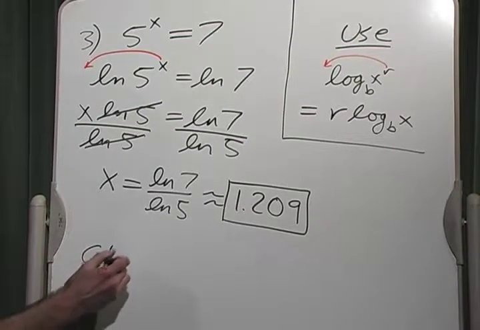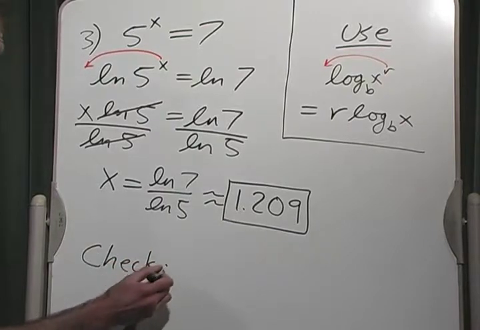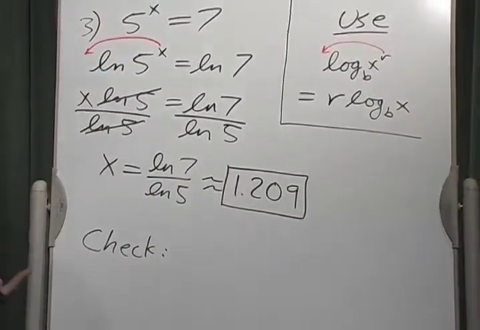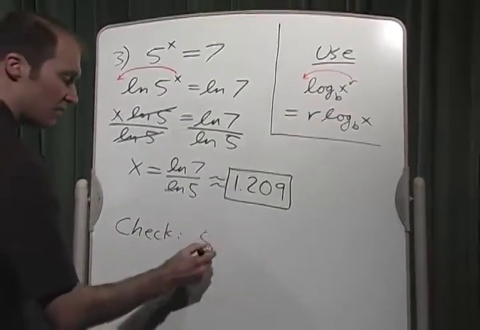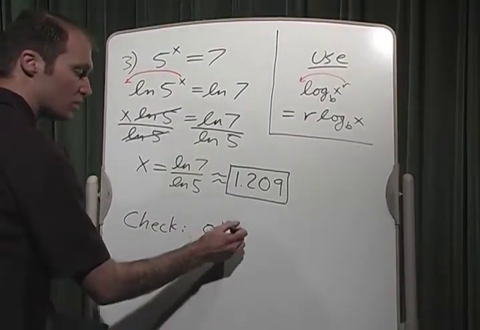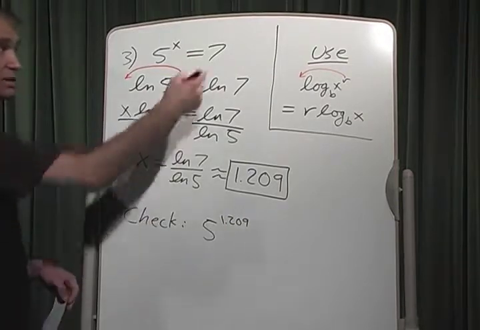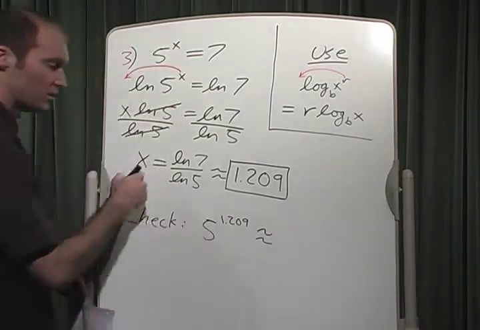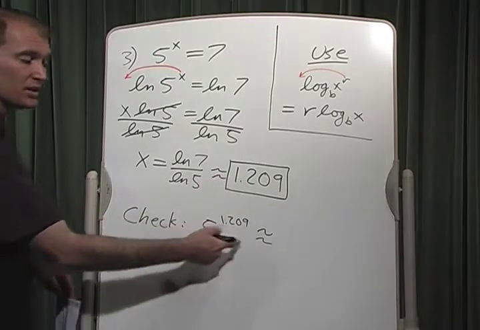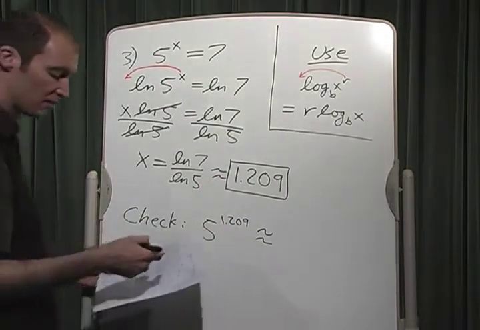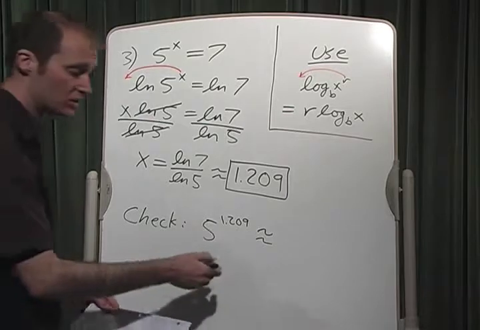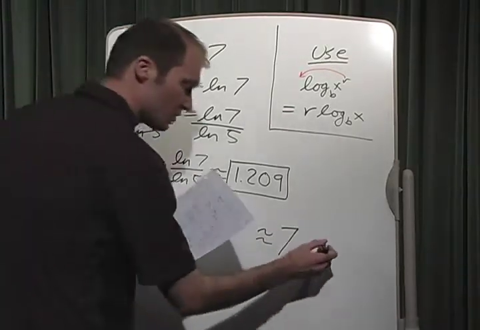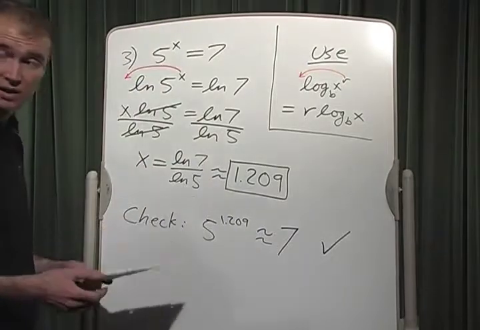Now, it's also useful for us to just verify and make sure that that works. So for a check, I recommend that you plug this into the calculator. Instead of x, type in 1.209. See if 5 raised to the 1.209 is approximately equal to 7. I only say approximately because x is only approximately equal to this, so my answer is only approximately going to be equal to 7. Sure enough, if you plug this into your calculator, you're going to get something very close to 7. So that's going to work out.